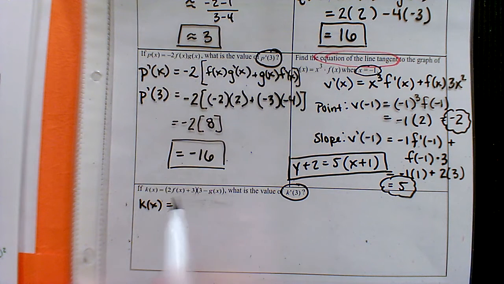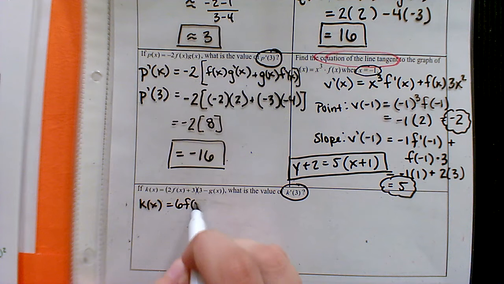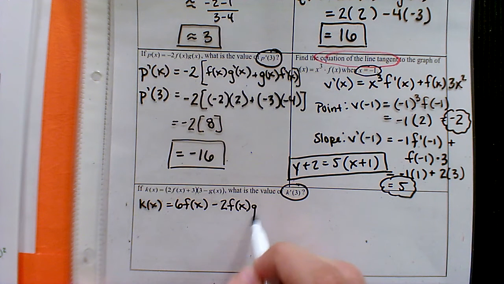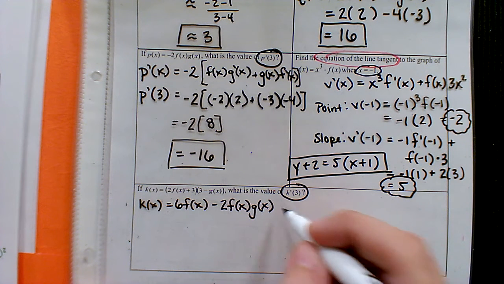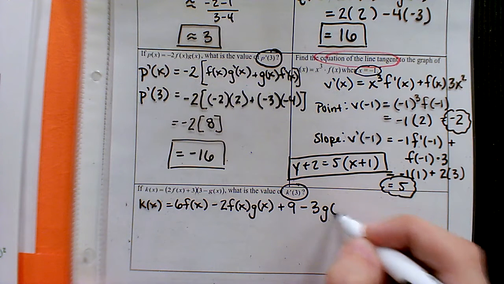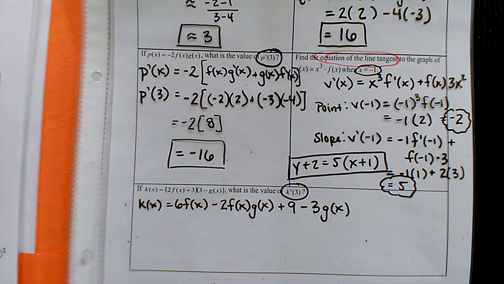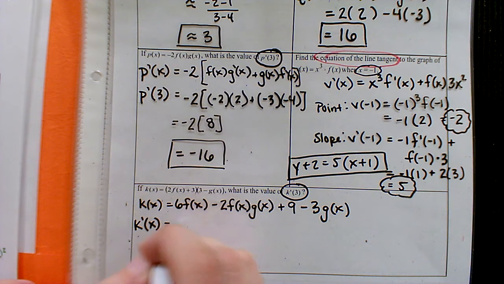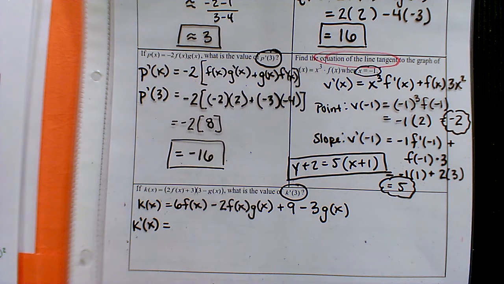So if we go through FOIL, this would become 6 f of x minus 2 f of x g of x, and then plus 9 minus 3 g of x. All right, so let's go ahead and tackle the derivative. Okay, one term at a time, one piece or section at a time.